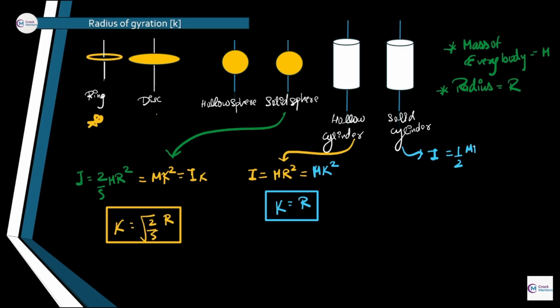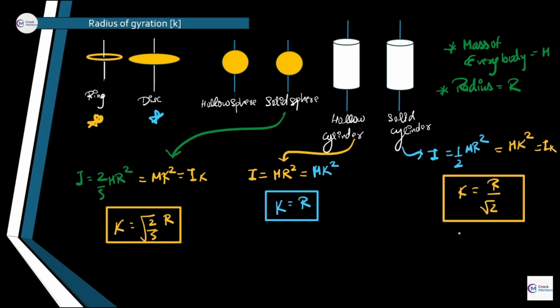Now let us talk about the solid cylinder. The solid cylinder has moment of inertia half mr square, which is equivalent to the disk. Let me change the color and put it to mk square, and the k value is r upon root 2. Whenever the value r upon root 2 is mentioned, that means it is either a disk or a solid cylinder. I'm hoping you are getting each and every point correctly. That's how we determine the radius of gyration.